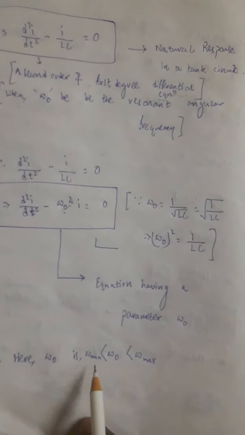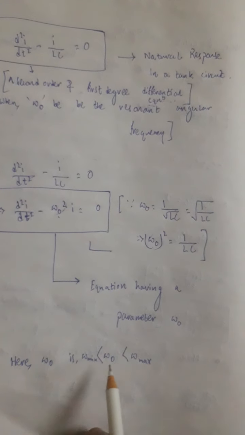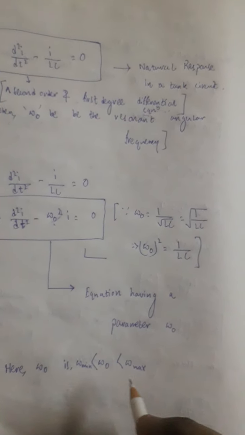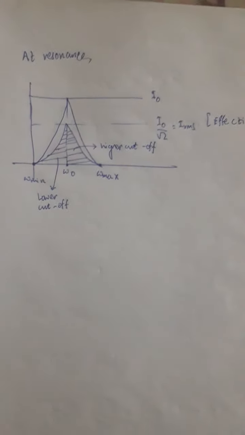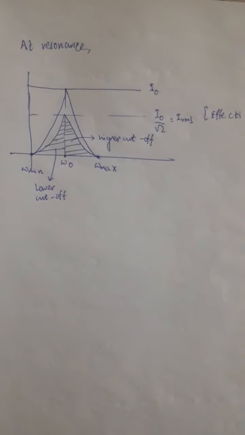Omega naught, and here omega naught belongs from omega min to omega max, meaning in this case, in this diagram you can see it at resonance. Here the peak current.